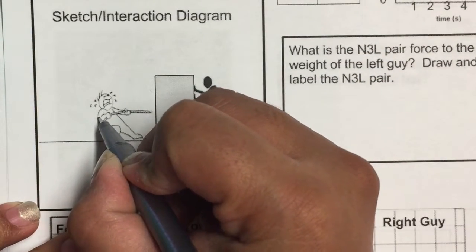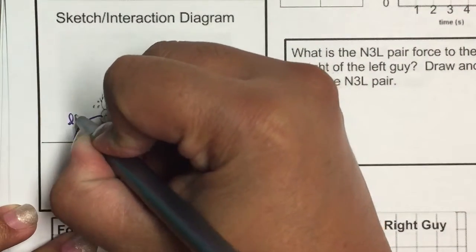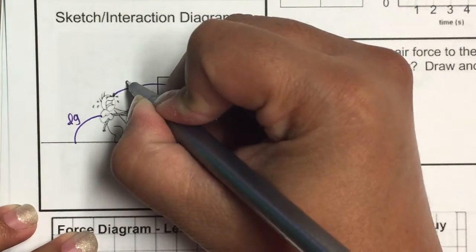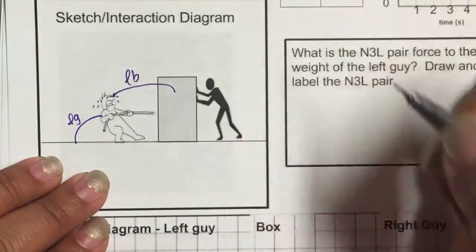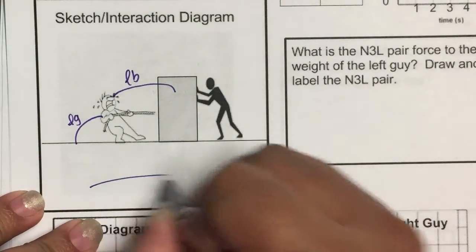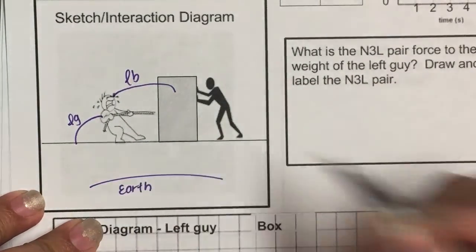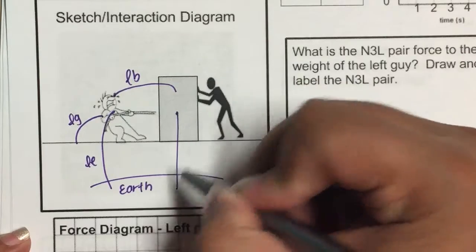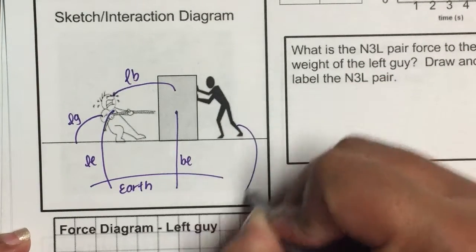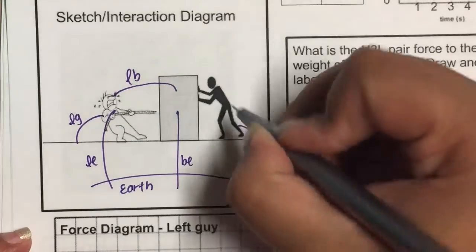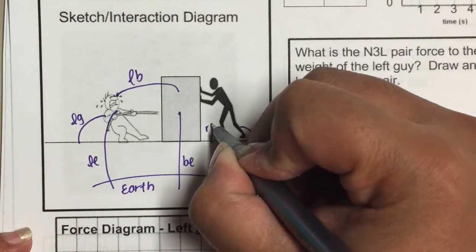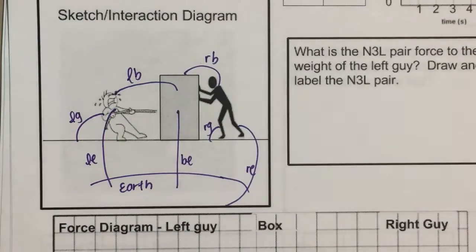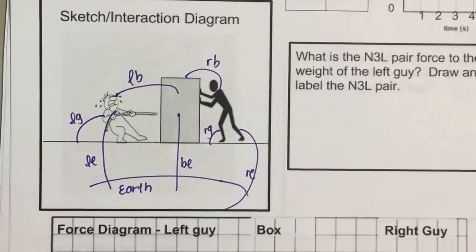This is the left guy. The left man is interacting with the ground. He is also trying to pull this box very hard. So we're going to give him that interaction. And he also is interacting with the earth. So the left man and the earth. The box is interacting with the earth, and the right man is interacting with the earth. Okay, he's also interacting with the floor or the ground. Okay, and the right man is also interacting with the box. That is our interaction diagram.